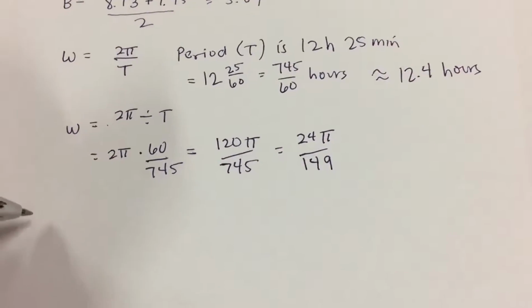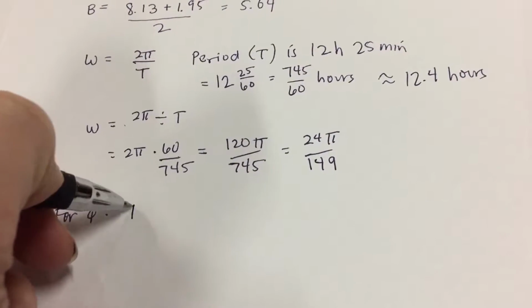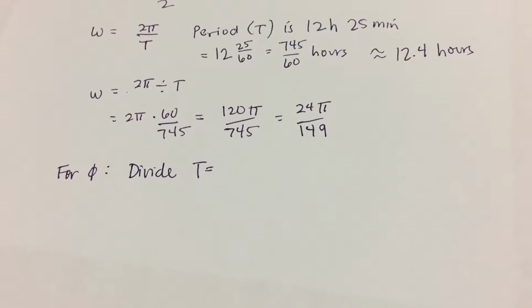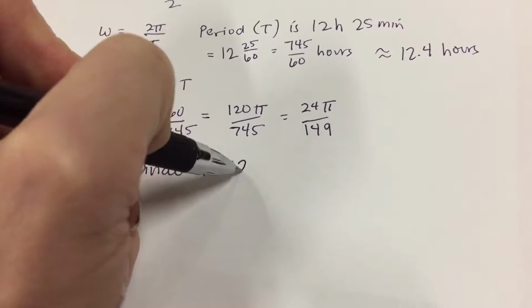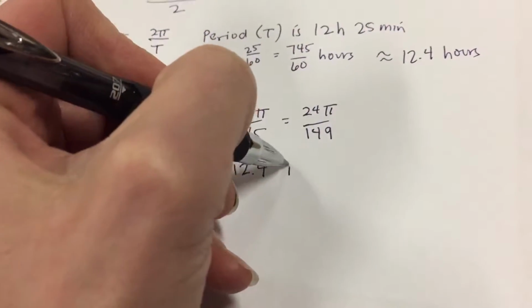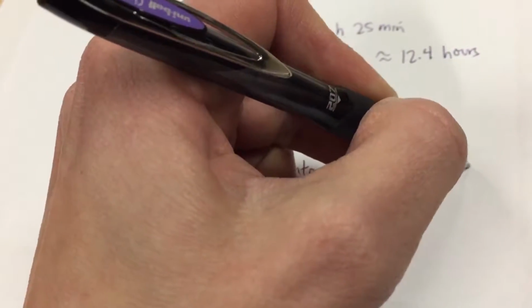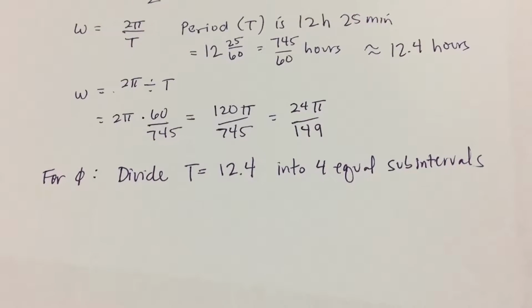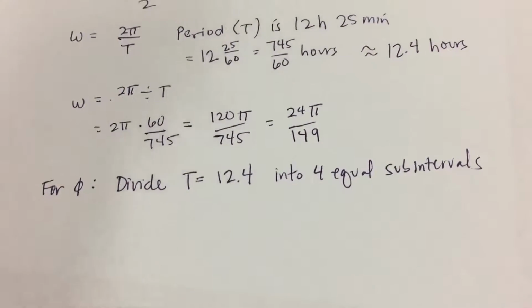Okay. Next up, and I'm again following the same plan as our guided notes, let's figure out phi. So we have to divide our period, which now I'm going to use my decimal approximation, just because your book did. You can stick with fractions, but you probably don't want to. So we're going to say it's about 12.4. We're going to divide that into 4 equal subintervals, because we know where the high tide is, and that's going to be our local maximum. So once we divide it into our 4 equal subintervals, we're going to figure out where that local max is going to be, and we'll do a phase shift so we can get it to that high tide point.